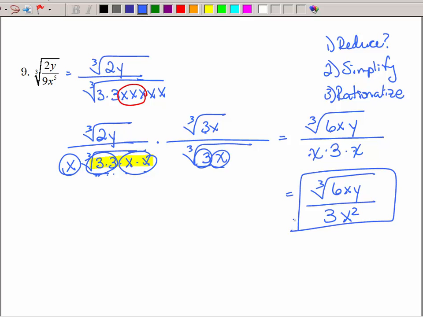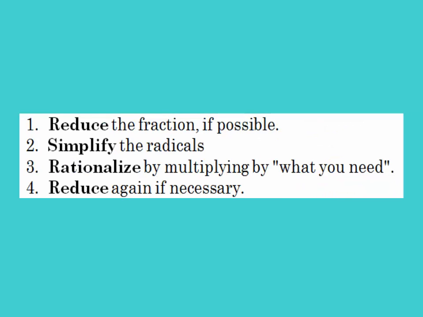So the cube roots are a little bit trickier because you have to know you need 3 of a kind, whereas the square roots you're just looking for a pair. But again, reduce, simplify, rationalize, and occasionally you might have to reduce the fractions at the end.